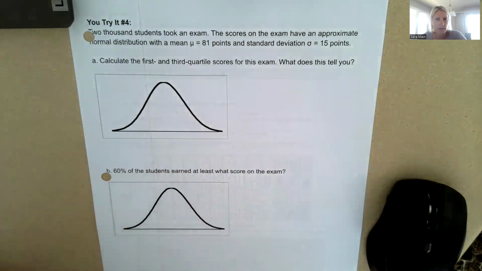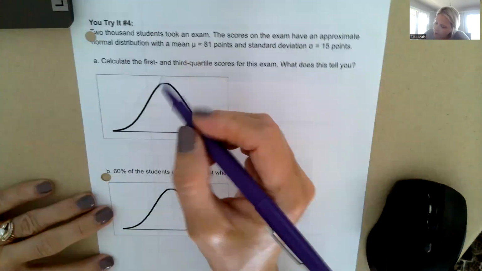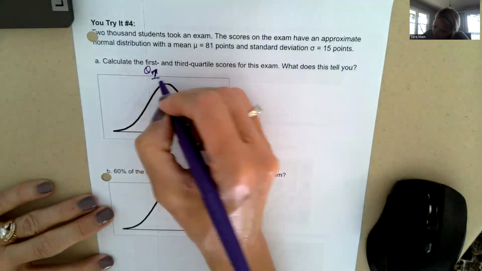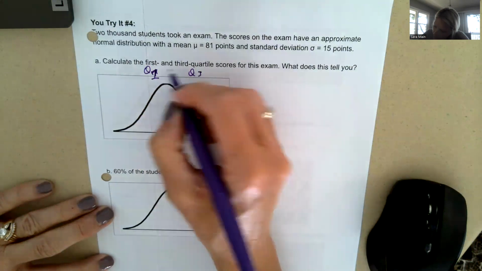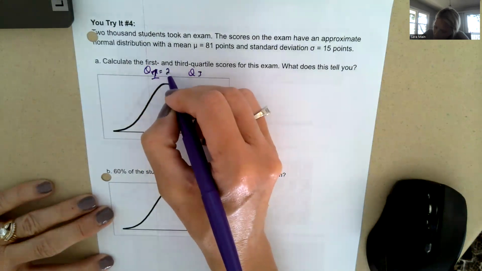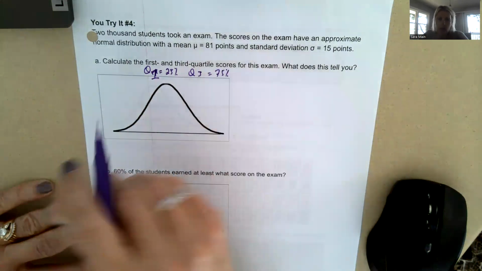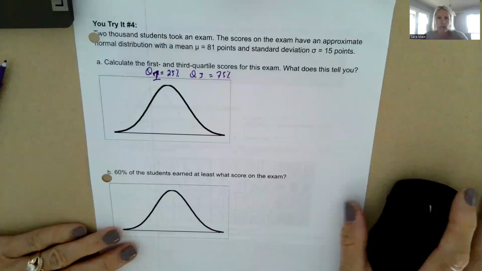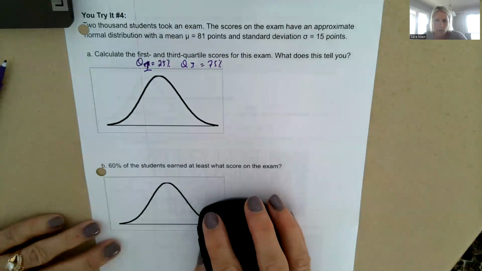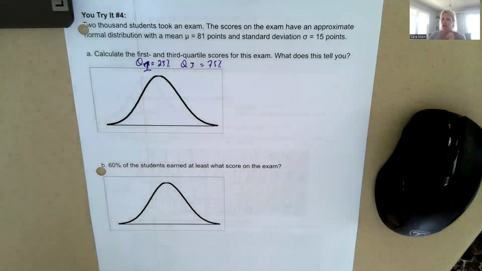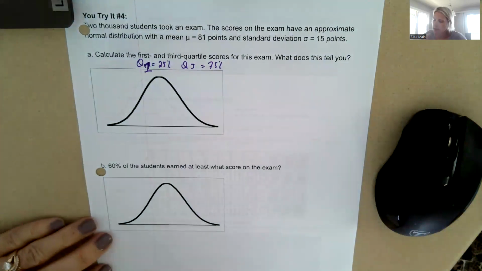Okay, so these are some interesting ones. Remember, first and third quartiles is Q1 and Q3. And Q1 is 25%, and Q3 is 75%. So I'm going to let you pause the recording and try this one on your own with what you know so far. Okay, let's see what progress you've made.